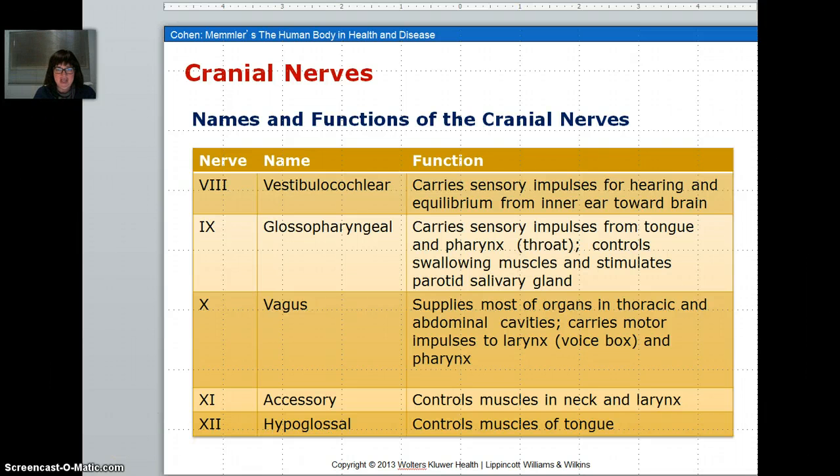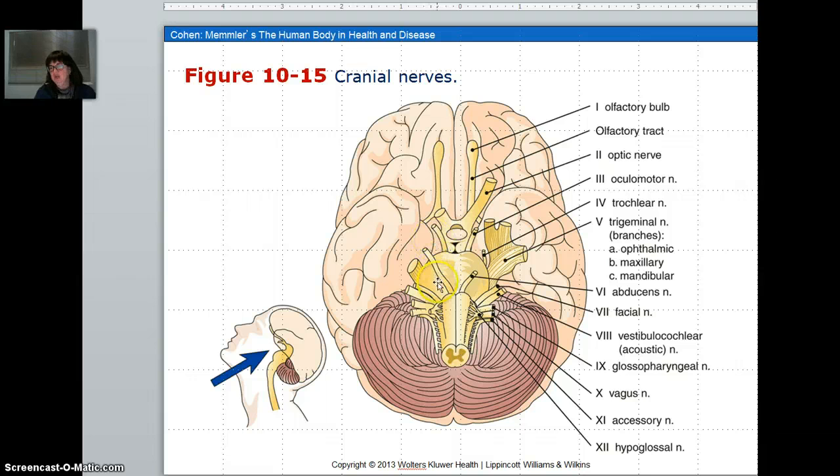So that is the cranial nerves. Please take time to learn the Roman numerals, the name, and the basic function. You will not be asked to label them, but when they come off the brain anteriorly, you will see that's how they get named.